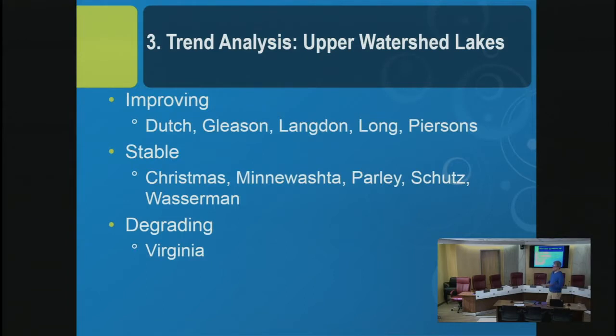Trend analysis, upper watershed lakes: you see a number of lakes improving, others are stable, or we just weren't able to detect a significant difference. But Virginia is very interesting, in that it just seems to be going the wrong direction, and I'd be curious to know why.